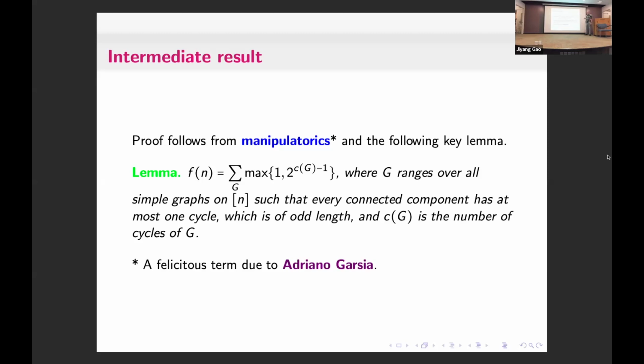The f of n is the sum over all simple graphs on vertex set n, such that every connected component has at most one cycle. That cycle, if it exists, has odd length. And c of G is the number of these cycles. Sum over all such graphs the maximum of 1 and 2 to the c of G. So once you have this, you can find the generating function by combinatorics. But how do we obtain this lemma?